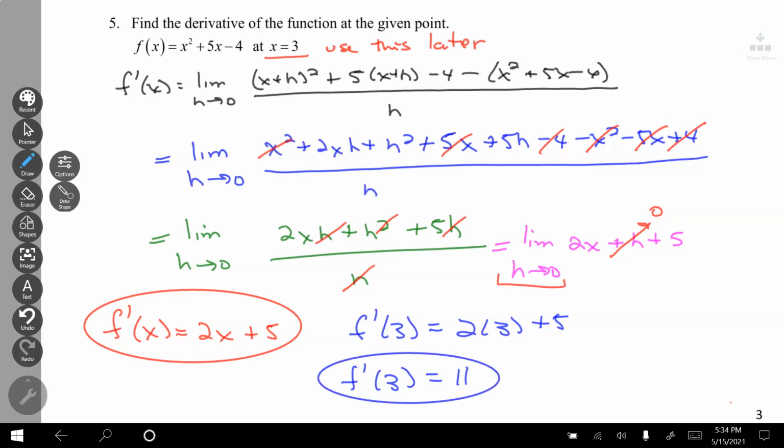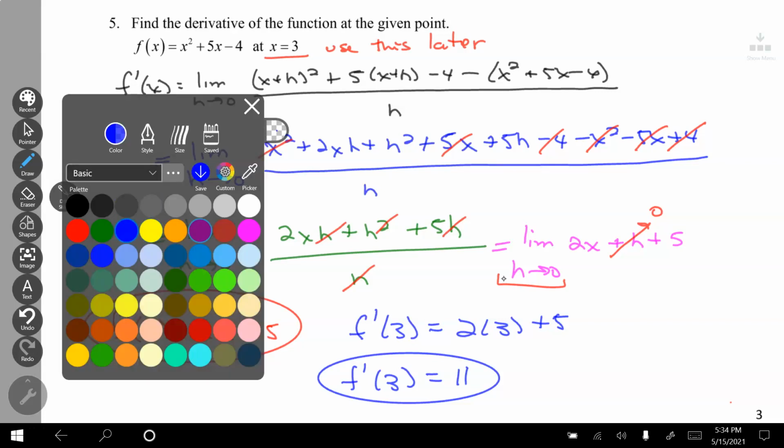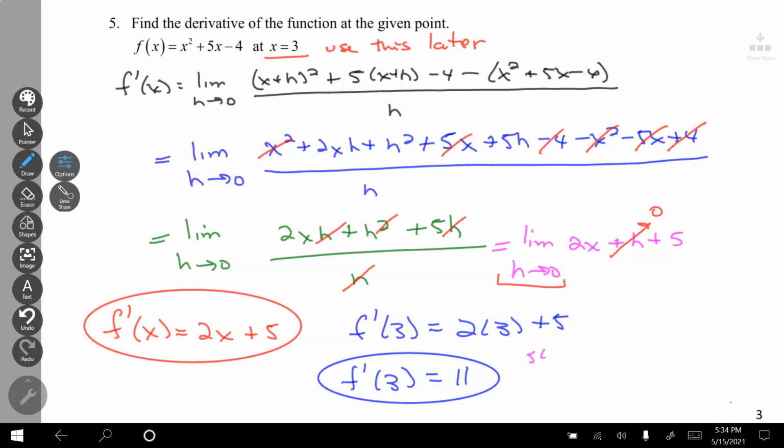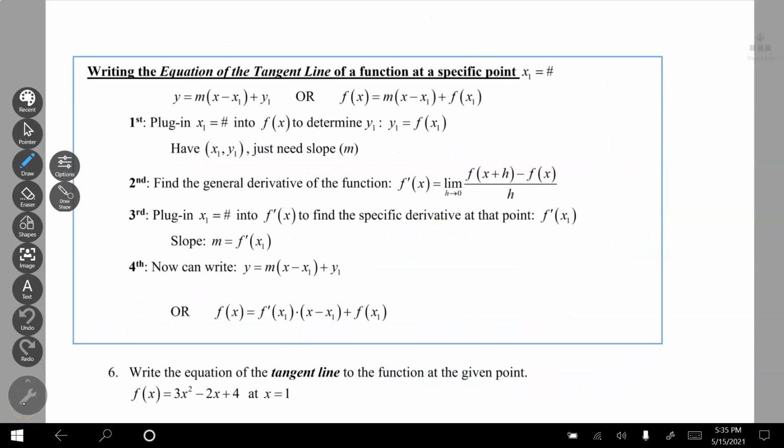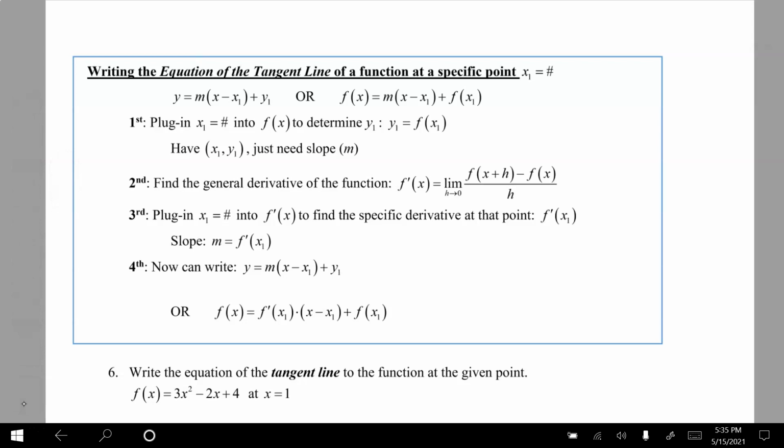So what does this mean? I'm going to pick a different color. This is the slope of the tangent line at x equals 3 for this original function f. So one more step we're going to do. We want to go from finding derivatives to finding the slope at a specific point. Now we're going to write the tangent line equation.